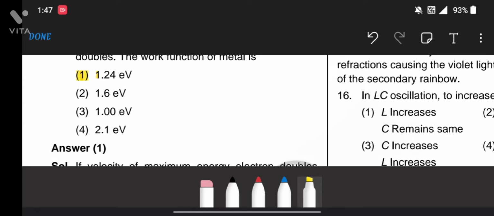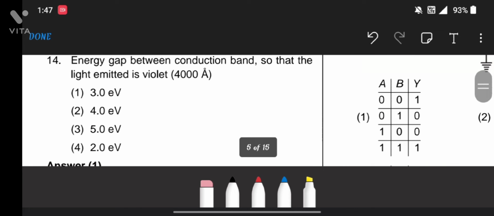Now moving on to the next question, question number 14. This is a new question, a different question; we have not solved it till now. They have given that the light emitted is violet, 4000 Angstrom. The options are 3 electron volt, 4 electron volt, 5 electron volt, or 2 electron volt. What is the energy gap between the conduction band? We have to find it.